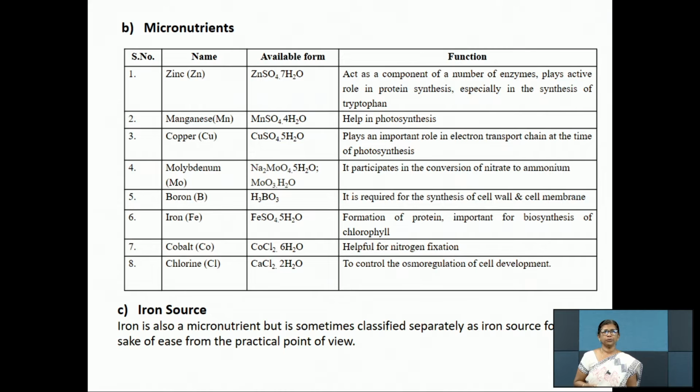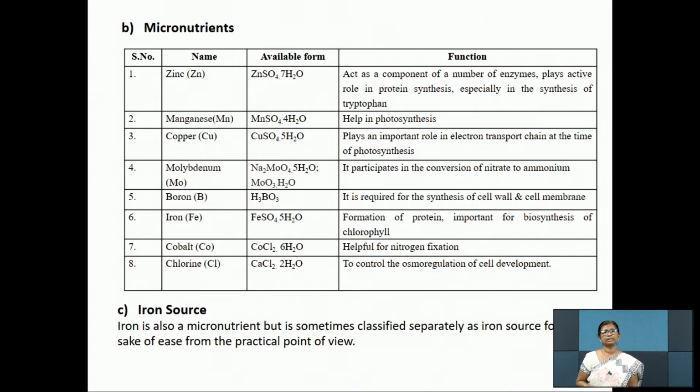Next is the micronutrients. These micronutrients comprise zinc, manganese, copper, molybdenum, boron, iron, cobalt and chlorine. Zinc is added as zinc sulfate. It is a component of a number of enzymes. It is responsible for protein synthesis, and also for certain amino acids, mainly tryptophan. And then manganese helps in photosynthesis; it is added as manganese sulfate.